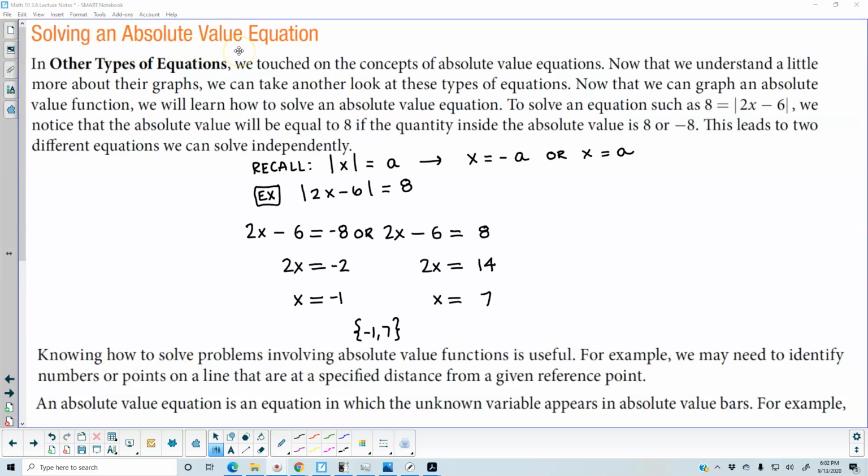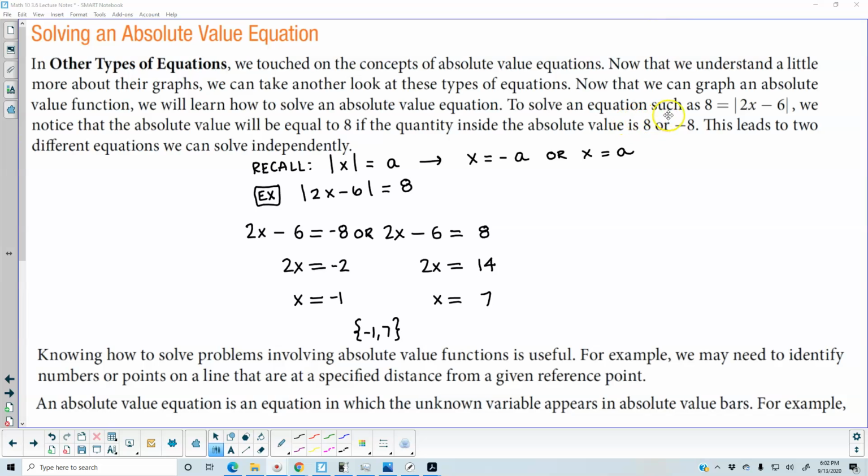Solving an absolute value equation. In other types of equations, we touched on the concepts of absolute value equations. Now that we understand a little more about their graphs, we can take another look at these types of equations. Now that we can graph an absolute value function, we will learn how to solve an absolute value equation.